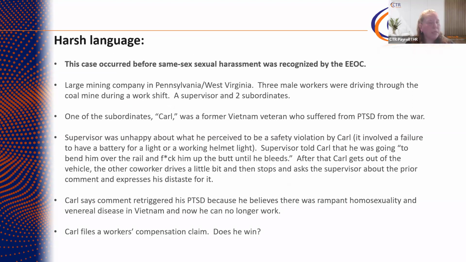All right, next one. So I want to point out this case was before same-sex sexual harassment was recognized at the federal level. It was recognized by some states at this point, but not the EEOC or the federal government. We have a large mining company, again, difficult workplace, right? In the sense that it's a little rougher around the edges. This company too was self-funded for workers' comp. That becomes important.